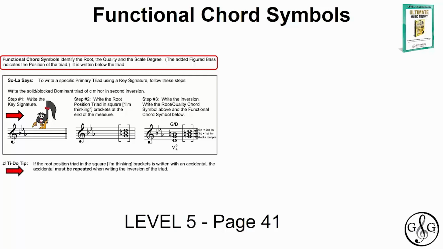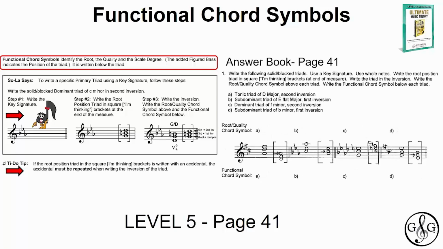Now, Tito Tip says if the root position triad in square I'm thinking brackets is written with an accidental, the accidental must be repeated when writing the inversion of the triad. Now, when students are doing their exams, as long as they're using the square I'm thinking brackets, that is fine. And always make sure it's at the end of the measure, because what they're marked on is the first thing that they're putting into the staff, so they can indicate the position that is being asked for.